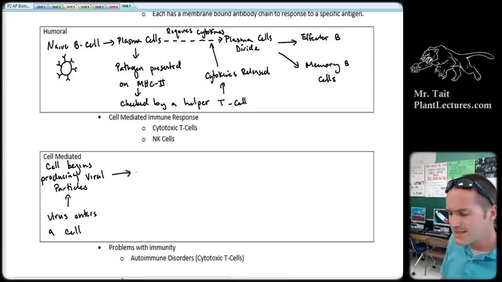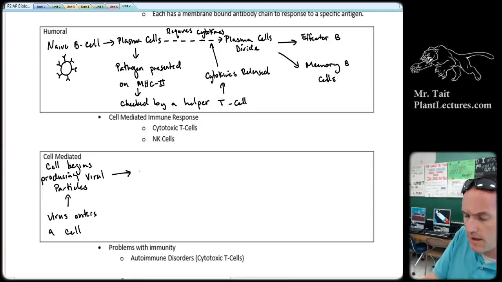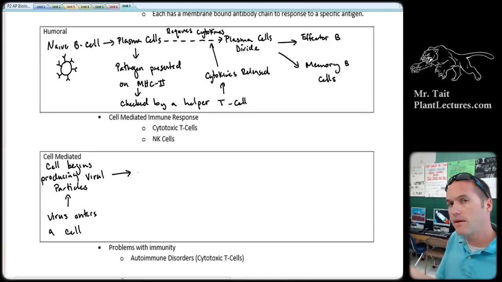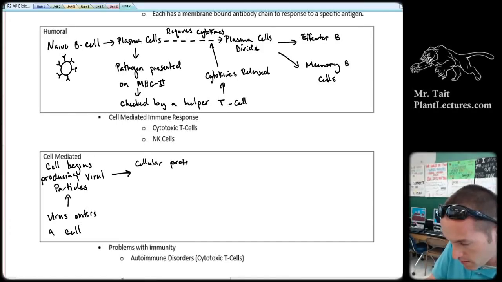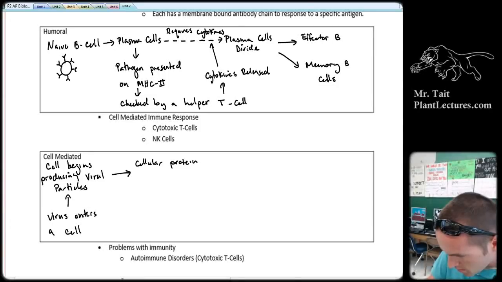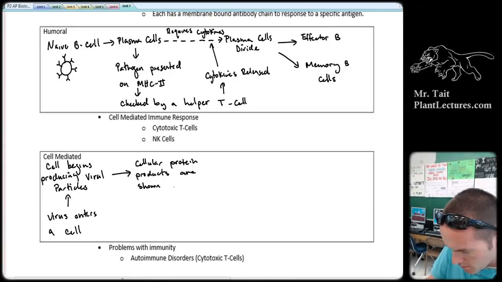But as it's producing these viral particles, it's going to tell the rest of the body exactly what it's doing. And so it's going to rely on this thing that's called MHC1, or the major histocompatibility complex 1, where it's going to present whatever proteins are being produced within that cell, right? So cellular protein products are shown on MHC1.